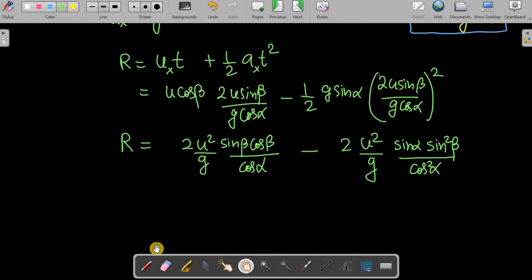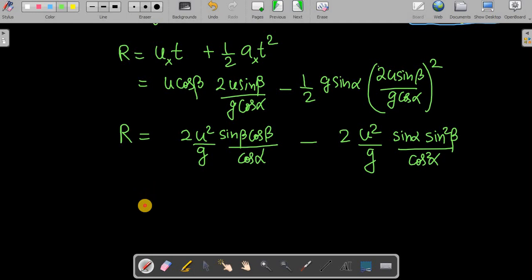You may simplify it a little bit further. You can take out g cos alpha. Some terms I think we will be able to take out, right? And then you can further simplify it. Obviously the 2u squared by g factor will come out, isn't it? So then you can simplify it further.